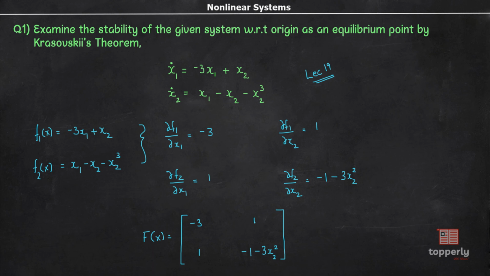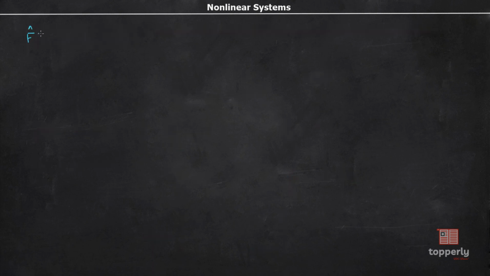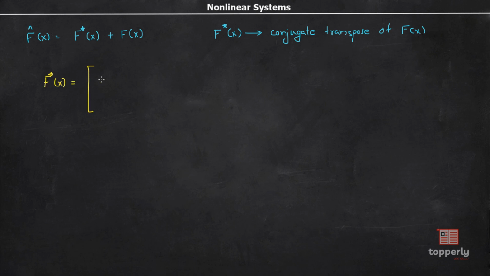Let us now define the matrix F cap x equal to F star x plus F of x, where F star x is the conjugate transpose of F of x. Therefore, F star x equal to minus 3, 1, 1, minus 1 minus 3 x2 square.